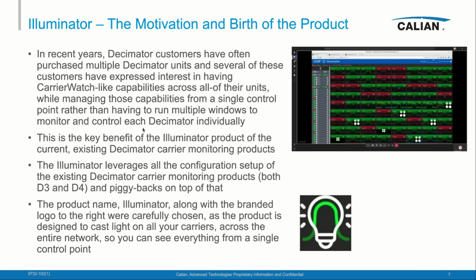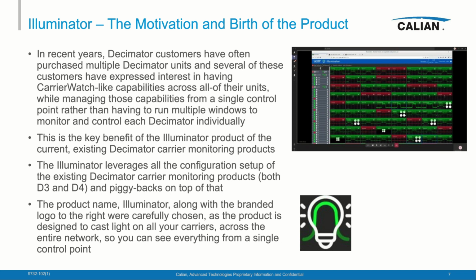So then, in recent years, Decimator customers have often purchased multiple Decimator units, and several of these customers have expressed interest in having Carrier Watch-like capabilities across all their units while managing those capabilities from a single control point, rather than having to run multiple windows to monitor and control each Decimator individually. So this is the key benefit of the Illuminator over the current existing Decimator carrier products. The Illuminator leverages all of the configuration setup of the existing Decimator carrier monitoring products, both the D3 and D4, and piggybacks on top of that.